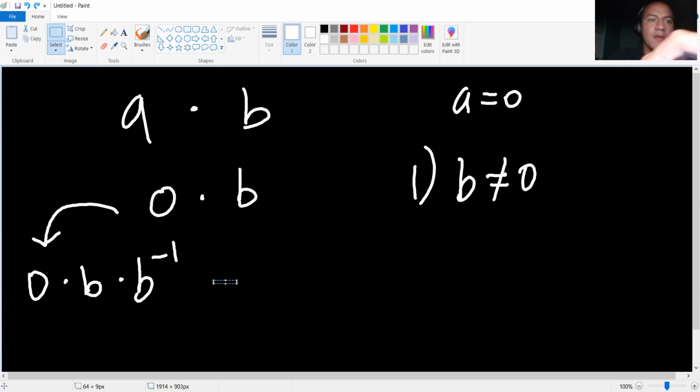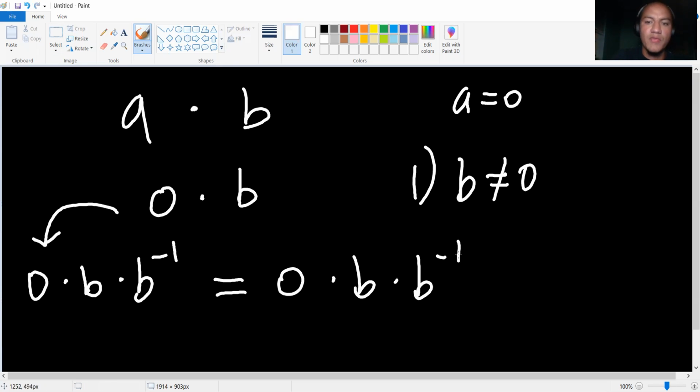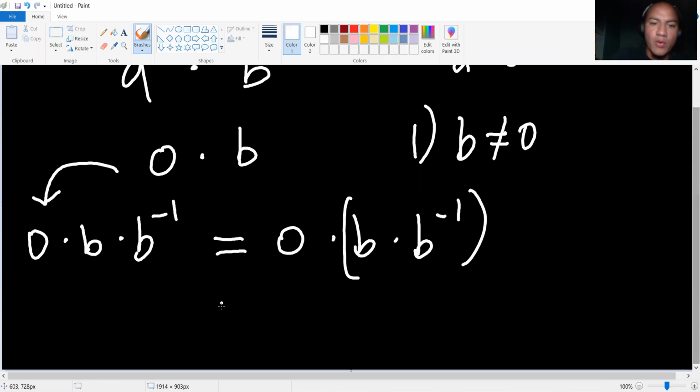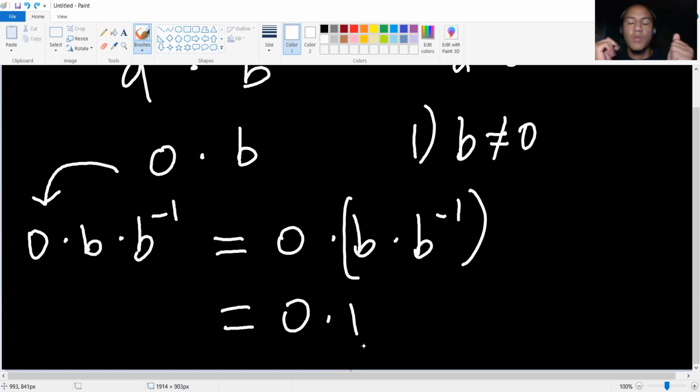So in the end, we get 0 times b times b's inverse. I group them together using association, and that will give me 0 times 1, because b is a non-zero number, and every non-zero number has an inverse. And when you multiply the number by its inverse, it's just 1. And look at that, it's the identity. 1 is the identity, meaning anything multiplied by 1 will be the same number. So 0 times 1 has to be 0.